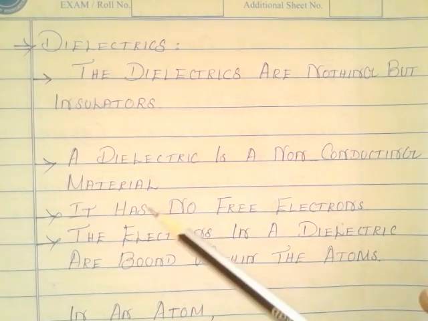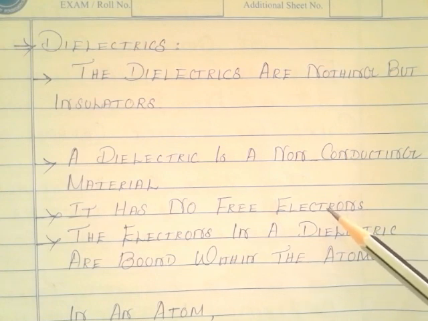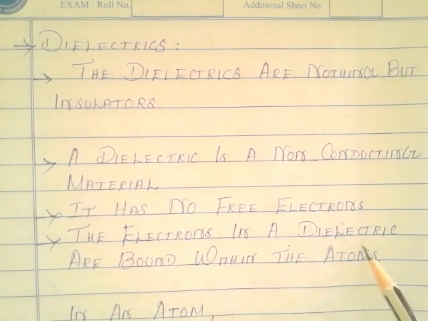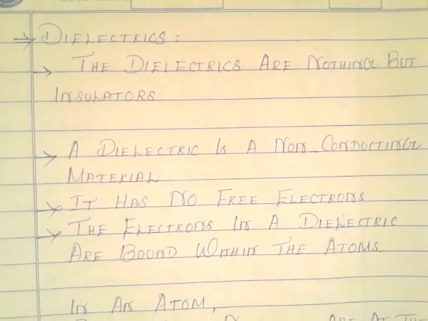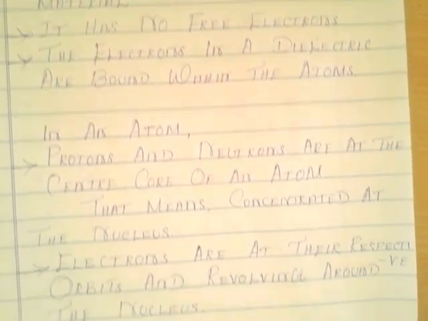Underline, it has no free electrons. I will discuss about this later. Dielectrics have no free electrons, and the electrons in a dielectric are bounded within the atoms. To understand this, I am going to recall a few points about atoms.